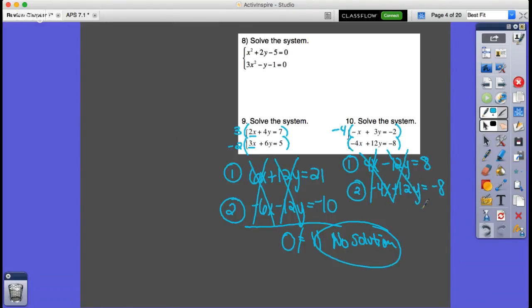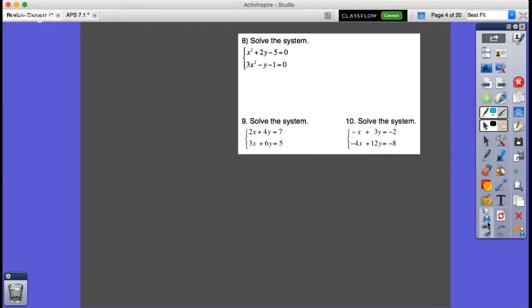Now the x's, they cancel. The y's, they also cancel. Giving me a value of 0 is equal to, and 8 minus 8 would also be 0. So 0 equals 0 would be all solutions or infinite solutions. That again would be my answer to number 10. Okay?